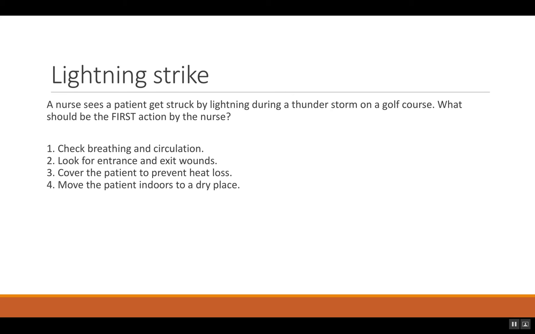So here's a question. The nurse sees a patient get struck by lightning during a thunderstorm on a golf course. What should be the first action by the nurse? And it's one, check breathing and circulation, because with a lightning strike, it's very common that the person's going to have a cardiopulmonary arrest. The other actions are all appropriate, but they would be secondary to checking breathing and circulation.